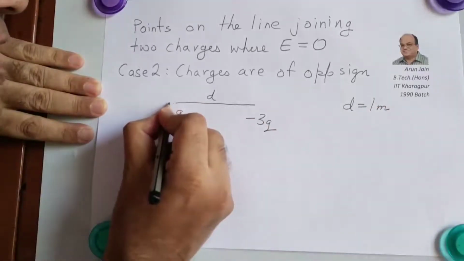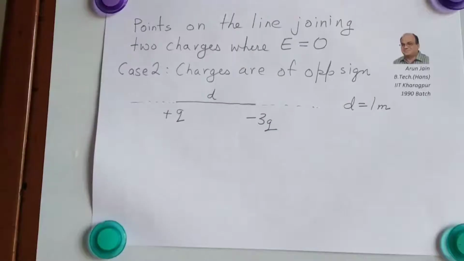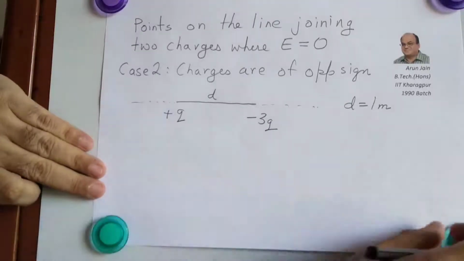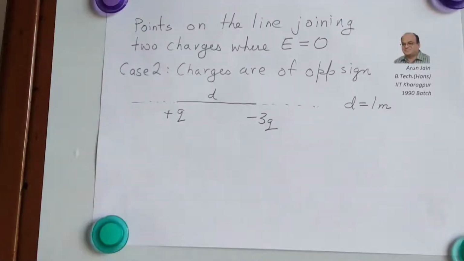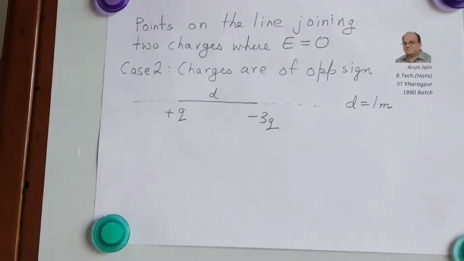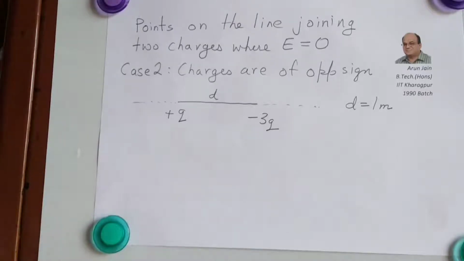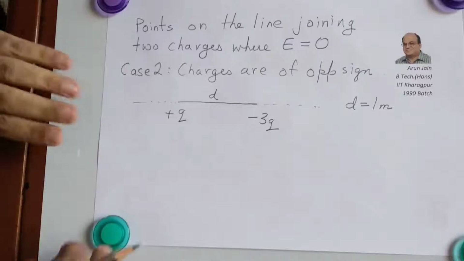Now we want to find the points on the line joining the two charges where electric field is equal to 0. To find the direction of electric field, always imagine a positive test charge at that point and then look at the force on that positive test charge. And the direction of that force gives us the direction of electric field. A positive charge creates an electric field away from itself. A minus charge creates an electric field towards itself.